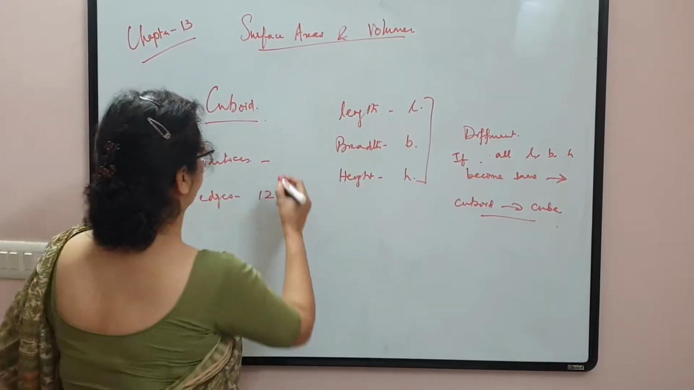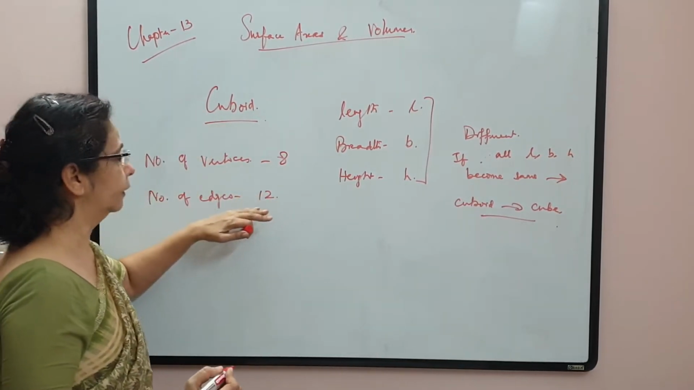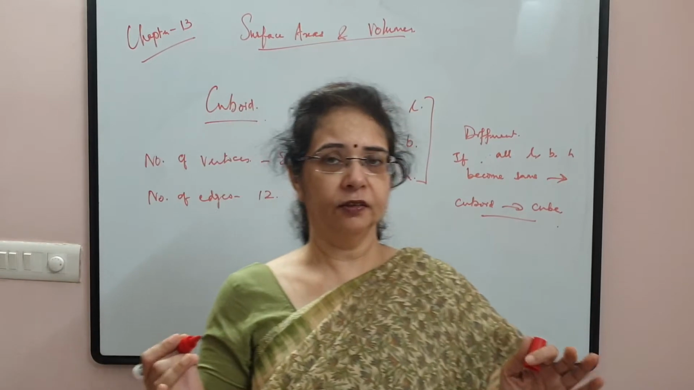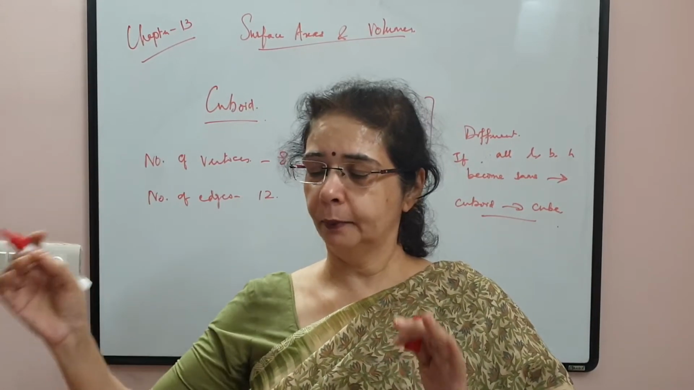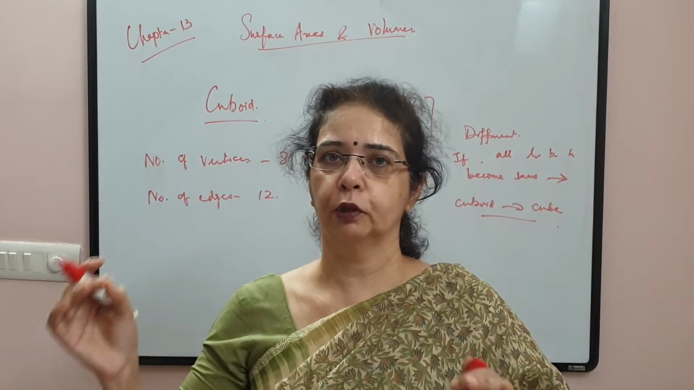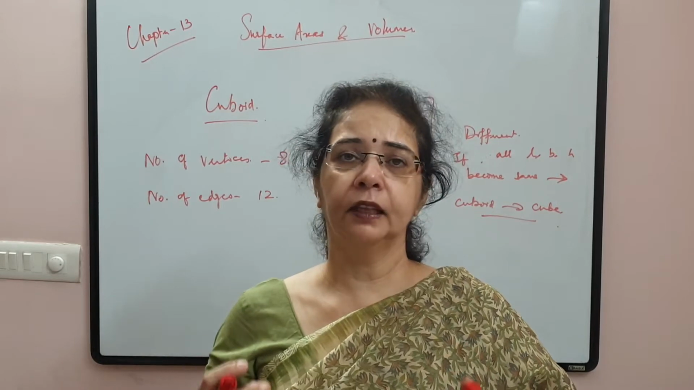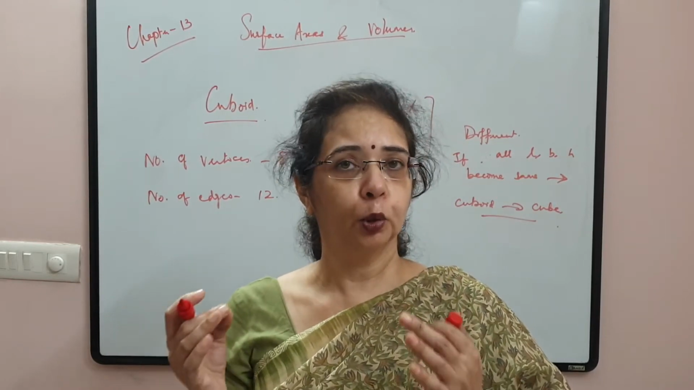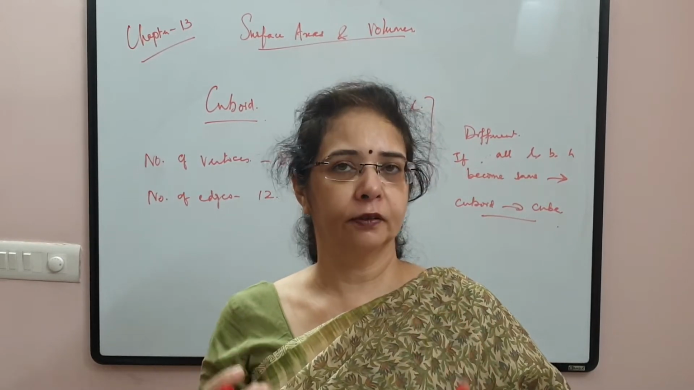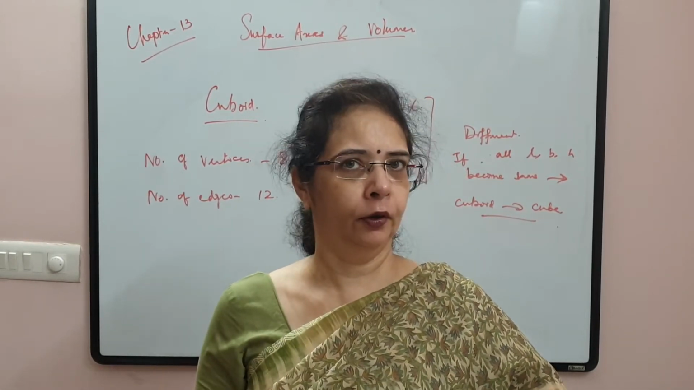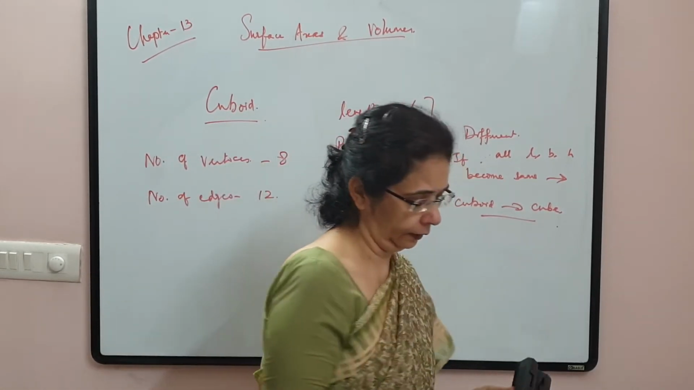There are 8 vertices where these 12 different edges meet. These 12 edges are meeting at different points on the surface of the cuboid. Those points where the 12 edges meet are called vertices, and those vertices are 8 in number in a cuboid. Alright. Now you see how many surfaces it has.